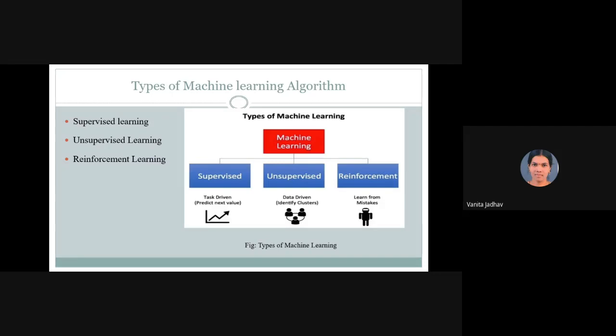And the third one is reinforcement learning. Reinforcement learning is a type of machine learning and also a branch of artificial intelligence. It allows machines and software agents to automatically determine the ideal behavior within a specific context. Some common algorithms used in reinforcement learning are Q-learning, temporal difference, and deep adversarial networks. These are the three types of machine learning.